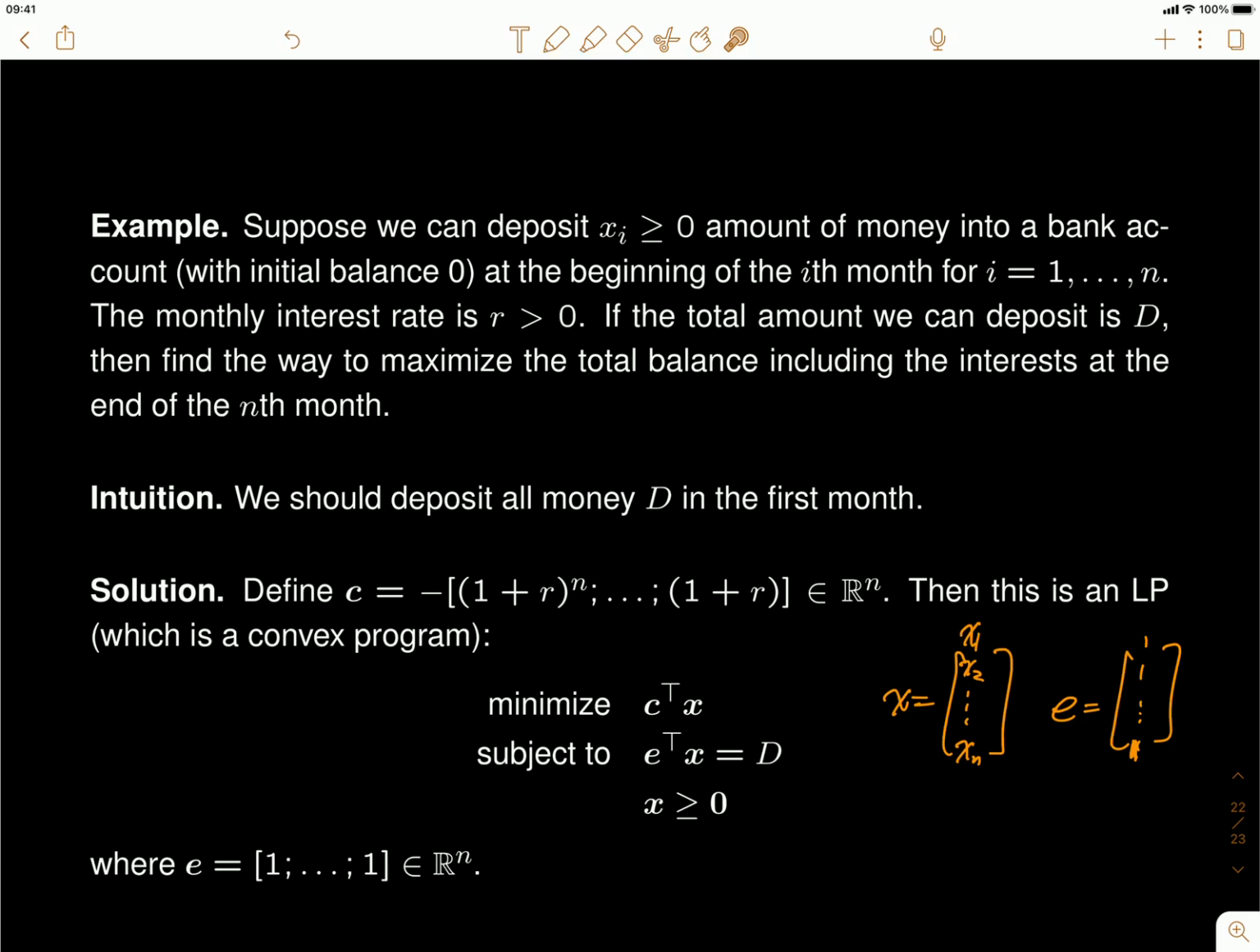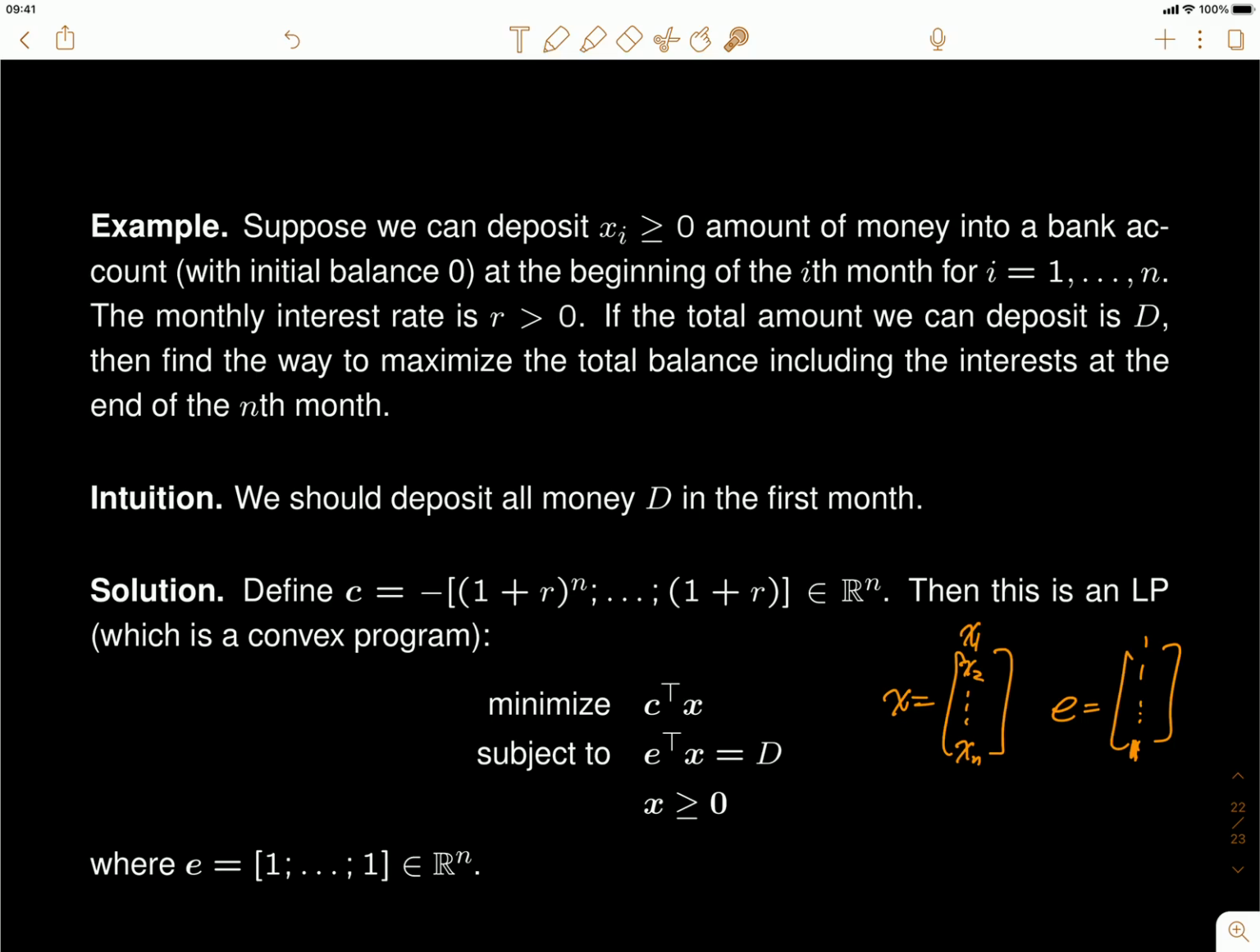We can only deposit. And what we're trying to maximize is this: if I deposit x1 in the first month, then this part will always accumulate interest starting from the first month, right? And when I deposit this at the beginning of the second month, then this will accumulate interest starting from the second month, right? So on and so forth, up to this last one, which will accumulate the interest only for the last month, right?